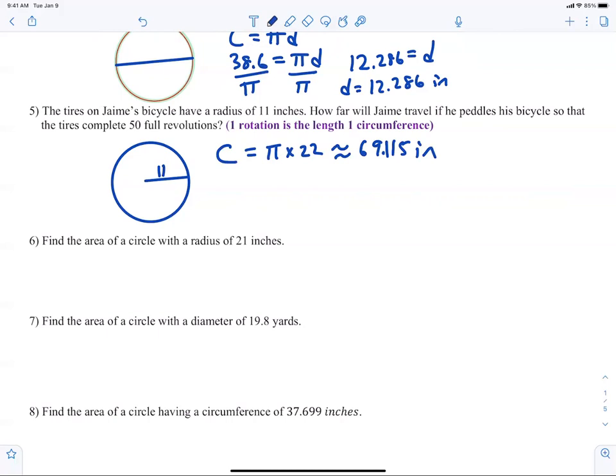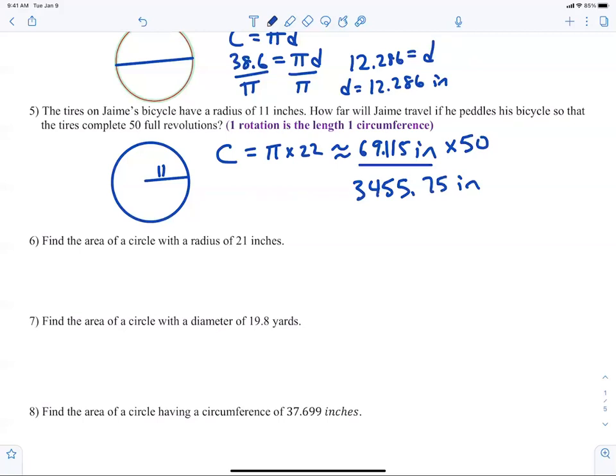Because I'm going down the road instead of trying to figure out. That's exactly what I want to hear you say. You're trying to find out the distance that you traveled. So what am I doing to 69.115? Times 50. That's right. Because one tire rotation takes you down the road 69.115 inches. So tell me what that is, please. 3,455.75 inches.